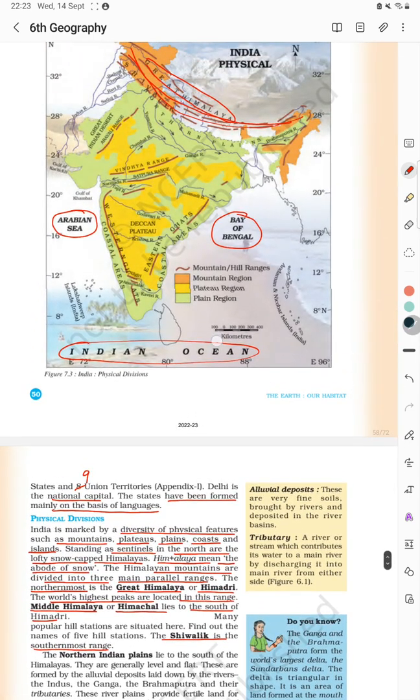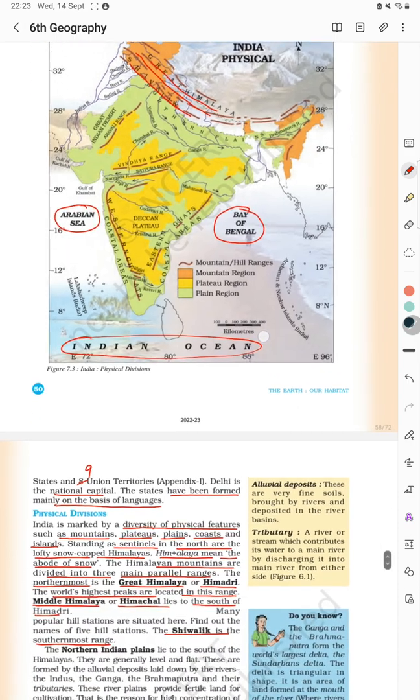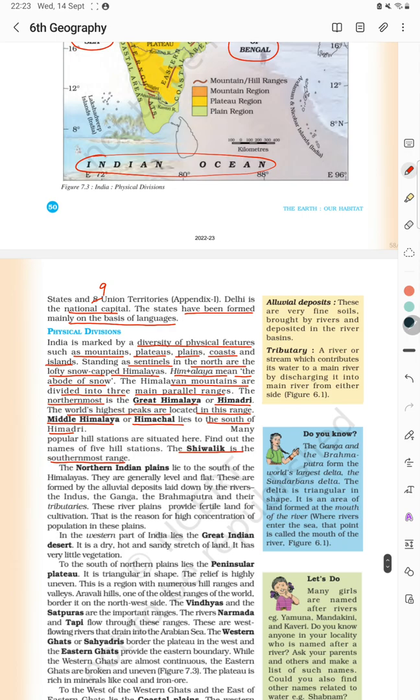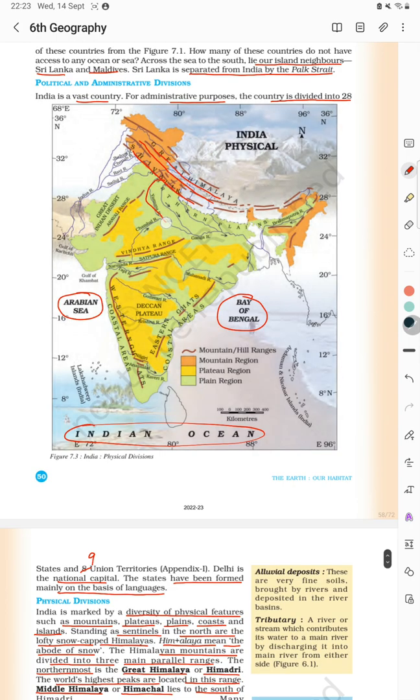If we look at the map, we can see the ranges of the Himalaya. So this is Himalaya, this is Great Himalaya, here somewhere is middle Himalaya, and this is Shivalik. This lies in the north. Then the northern Indian plains, this region. So this region is the northern Indian plains.